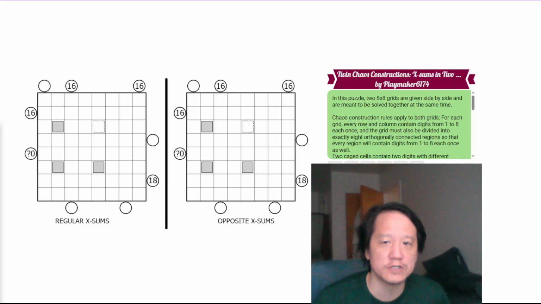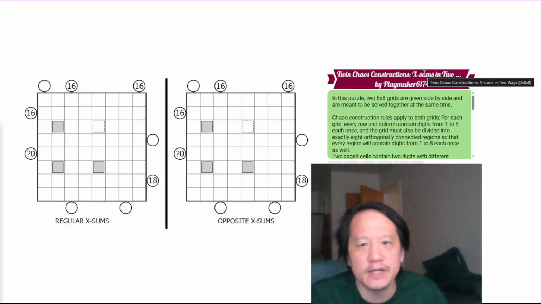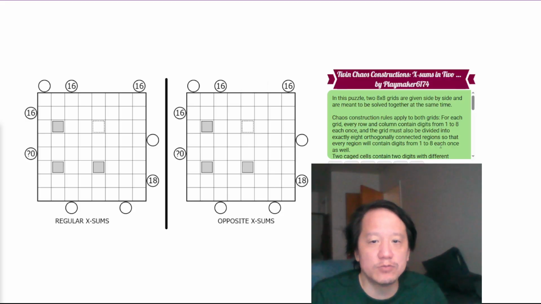This is today's very hard puzzle, and it's called Twin Chaos Constructions. X sums in two ways. It's a 2 by 8 by 8 by Playmaker6174. Here are the rules.